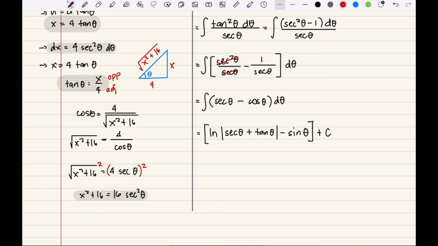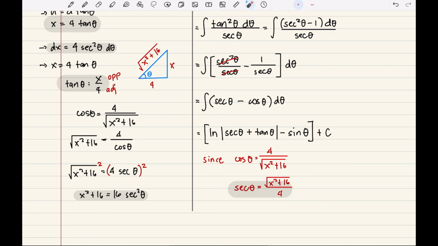So, to find an equation for secant theta, kunin natin tong equation natin for cosine theta. I-rewrite lang natin. So, since cosine theta is equal to 4 all over the square root of x squared plus 16, therefore, since the reciprocal of cosine theta is secant theta, secant theta is simply the reciprocal of cosine theta. So we have square root of x squared plus 16 all over 4. So this is now our substitution for secant theta. So meron na tayong substitution for secant theta. For tangent theta, kailangan na lang natin is for sine theta.